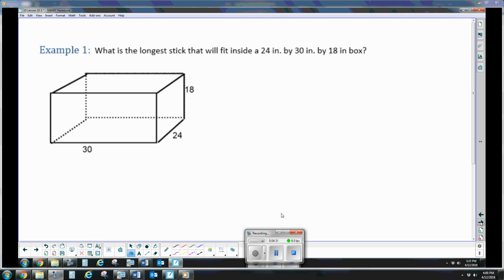All right, let's look at this example where we have actual dimensions, but this, if you notice, is not a cube. It's just a box or a rectangular prism. And so in this example, we're just going to round our answer to the nearest tenth.